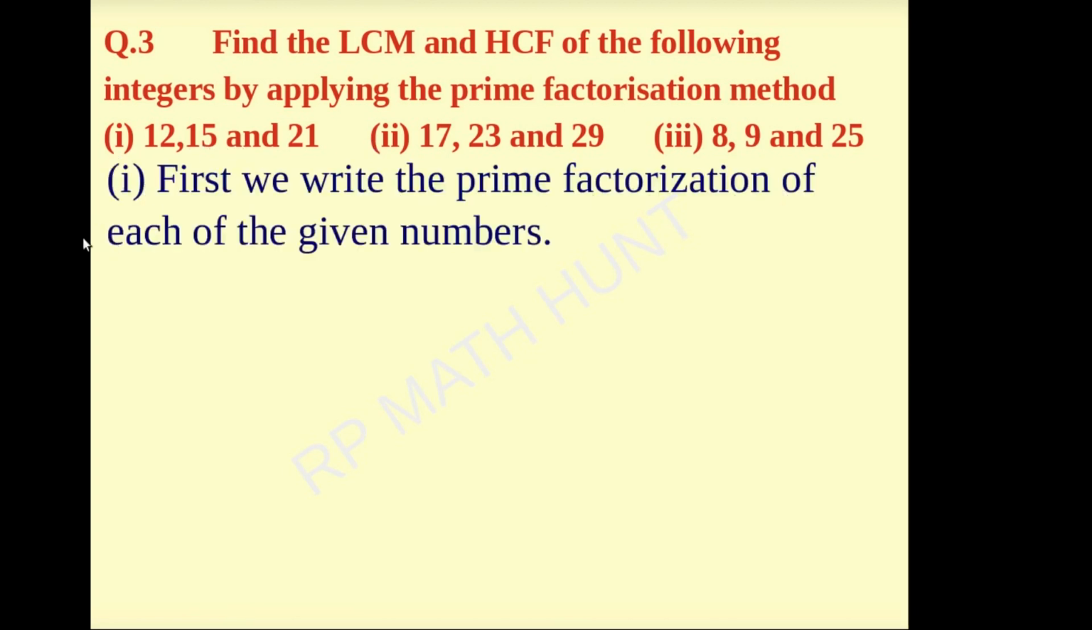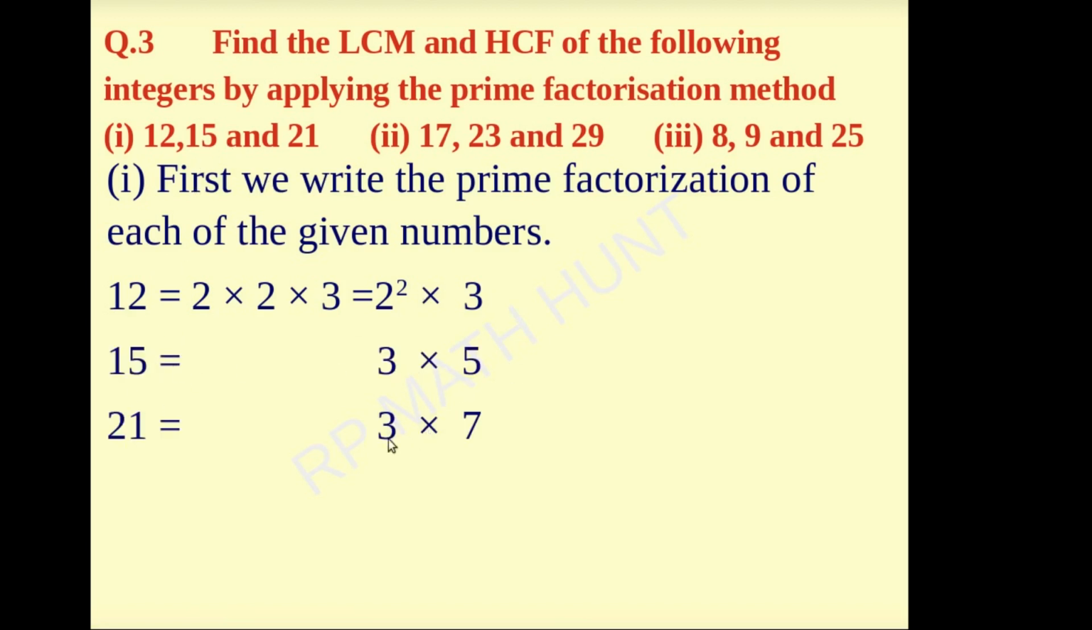First, we write the factorization of each of the given numbers. 12 is 2 into 2 into 3, that is 2 square into 3. Next, 15, it is only 3 into 5. Again, next 21, 3 into 7.